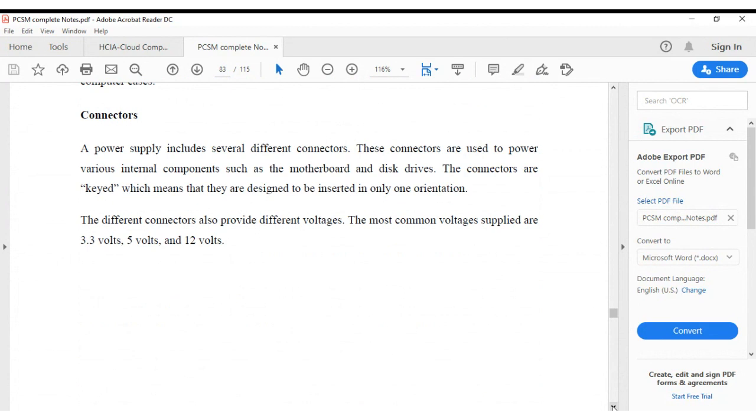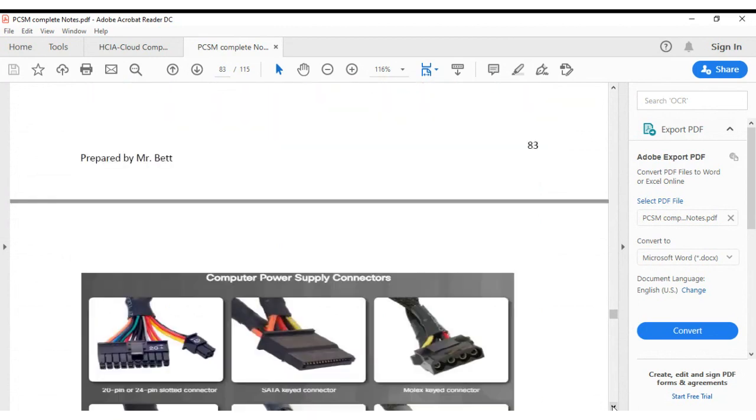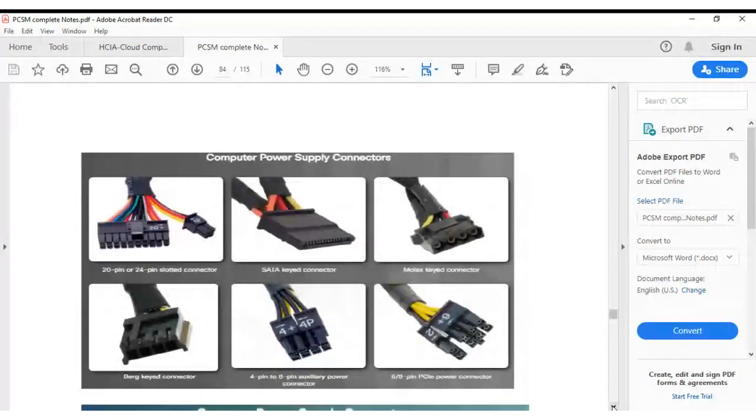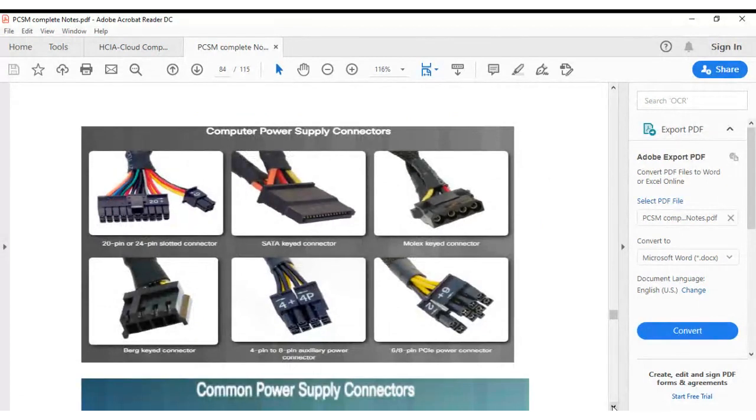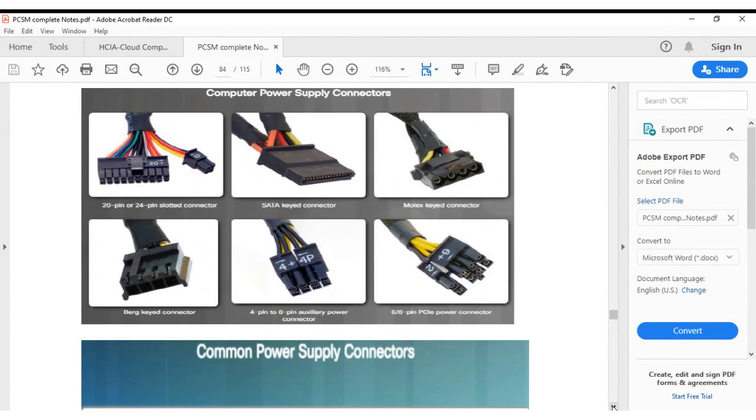The different connectors also provide different voltages. The most common voltages supplied are 3.3 volts, 5 volts, and 12 volts. We have different types of connectors. We have the 20-pin or 24-pin slotted connector, SATA keyed connectors, Molex keyed connectors, Berg keyed connectors, 4-pin and 8-pin auxiliary power connectors, and 6 to 8 pin PCIe power connectors.